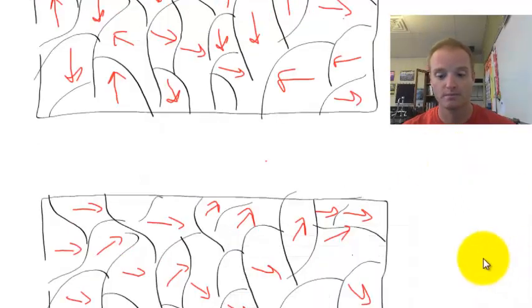All right guys, this is the end of video 1 on the basics of an atom and how they relate to magnetism.